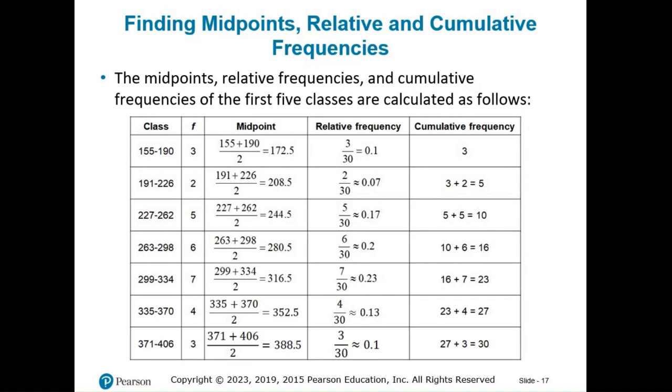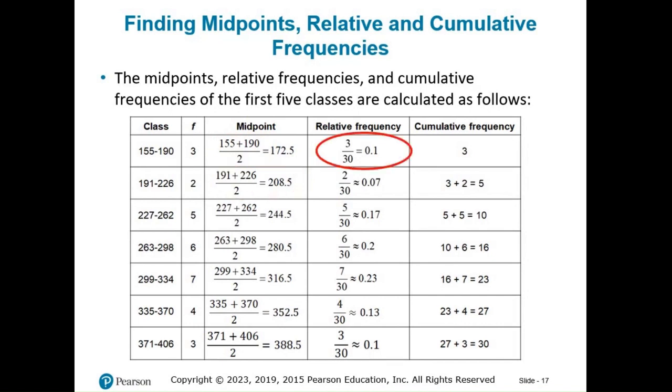So let's look at the first class, 155 through 190. The midpoint is the physical middle of the class. So we found the average of each class using the upper and lower limits and dividing by 2. After that, in order to get the next midpoint, we could either do the same formula or we could just add the class width to it and get our next midpoint.